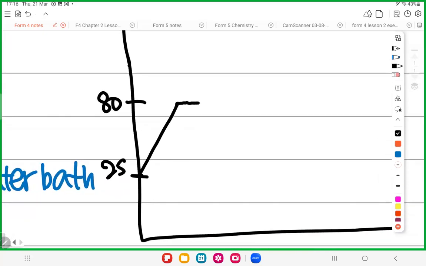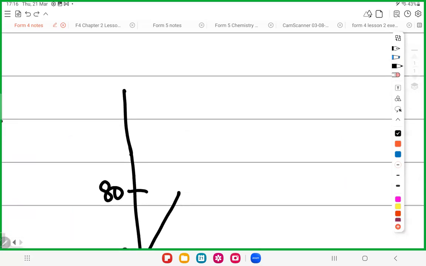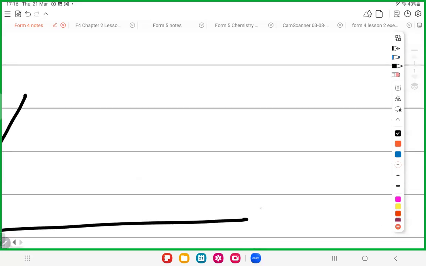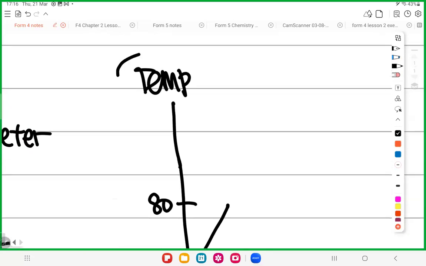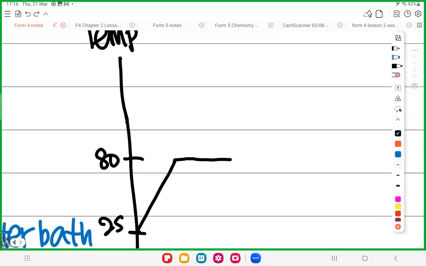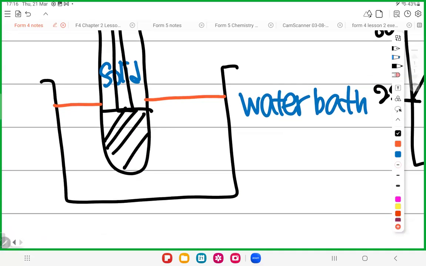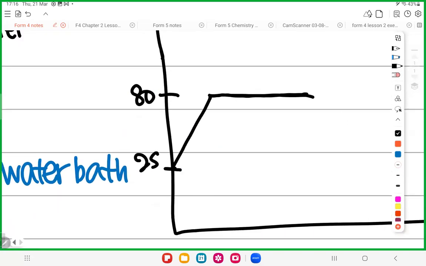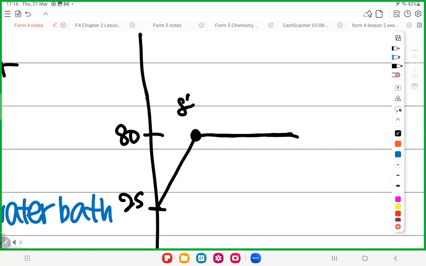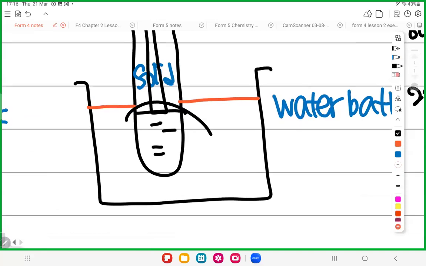So during the melting process, you see the temperature. This is temperature, everyone, and this is the time. During the melting process, you will see the temperature just stay at 80 degrees Celsius, without changing. During melting, the solid slowly melts so that you get more and more liquid. This is where the melting started. This is where the melting ended. Once the melting ended, all the solid has become liquid. Now this is liquid already.